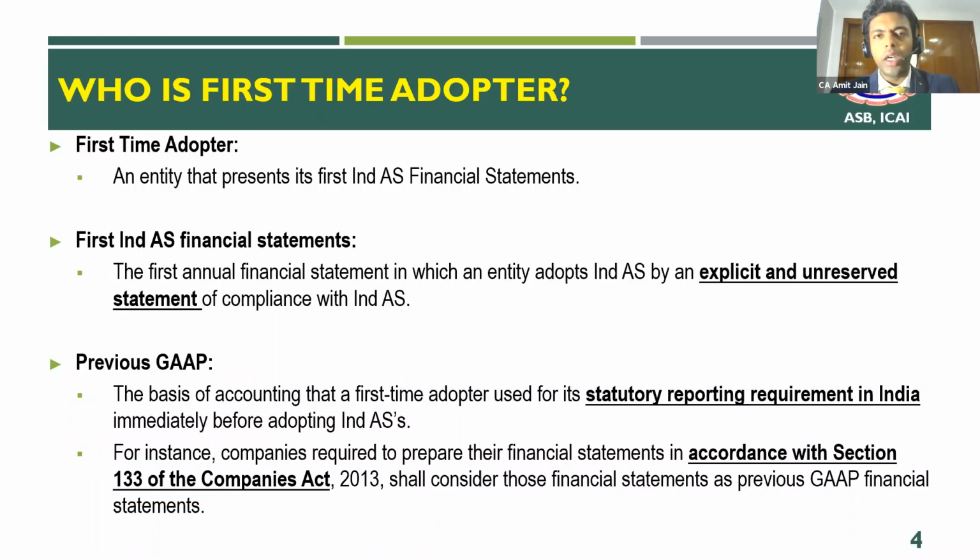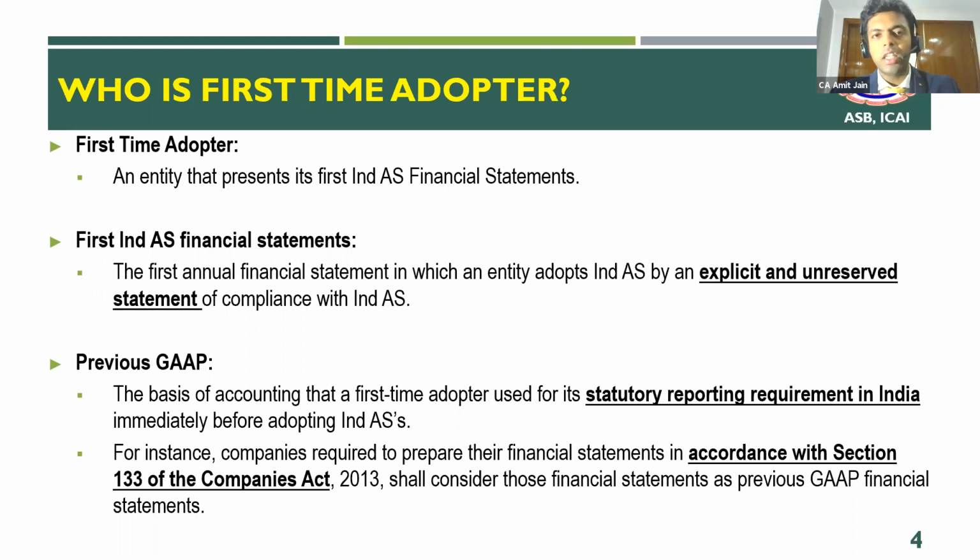First of all, guys, we need to understand who is a first time adopter. An entity that presents its first IND-AS financial statement is called a first time adopter. So for example, if there is a company which has adopted IND-AS as a mandatory adoption in the year 1920, that means 31st March 2020, the company has to present its IND-AS financial statements for the first time, then that company is called a first time adopter. So a first time adopter means a company or an entity that presents its first IND-AS financial statement as per the IND-AS principles.